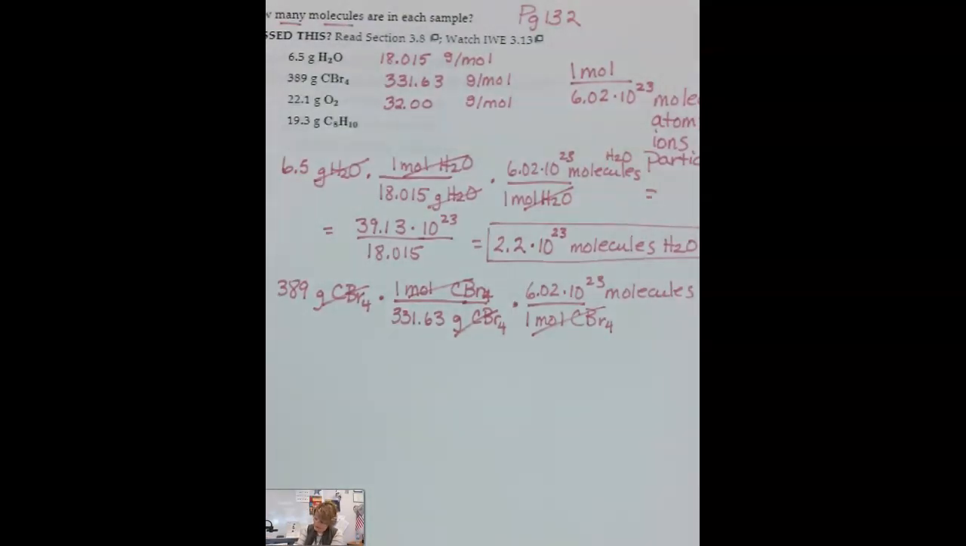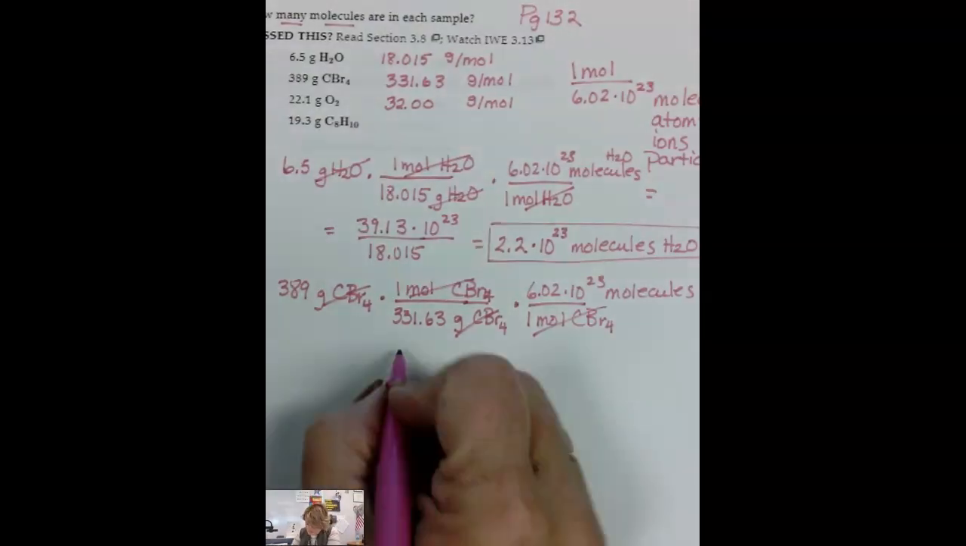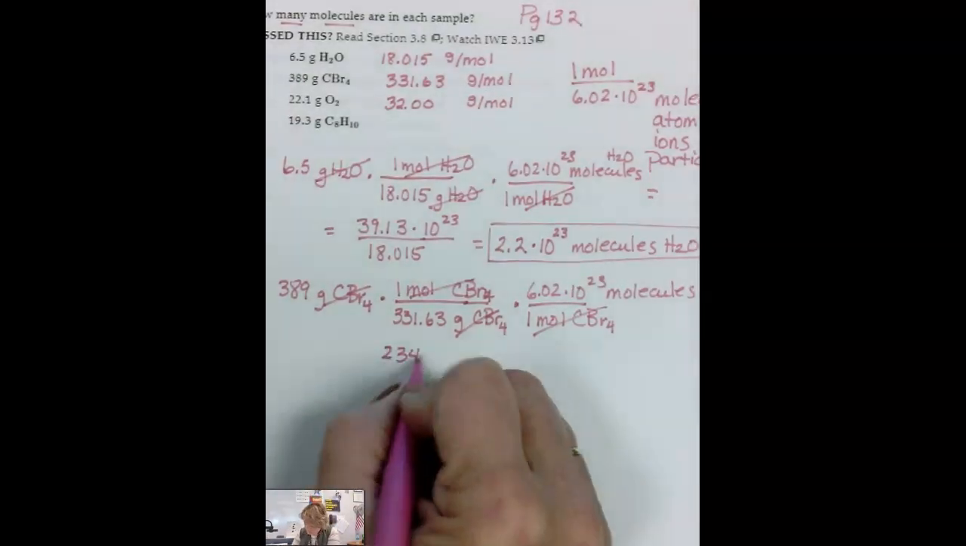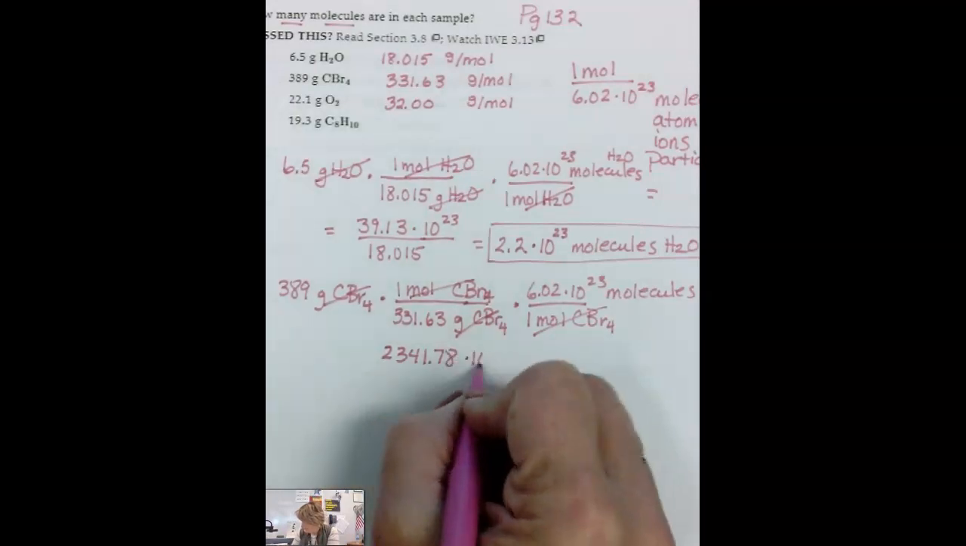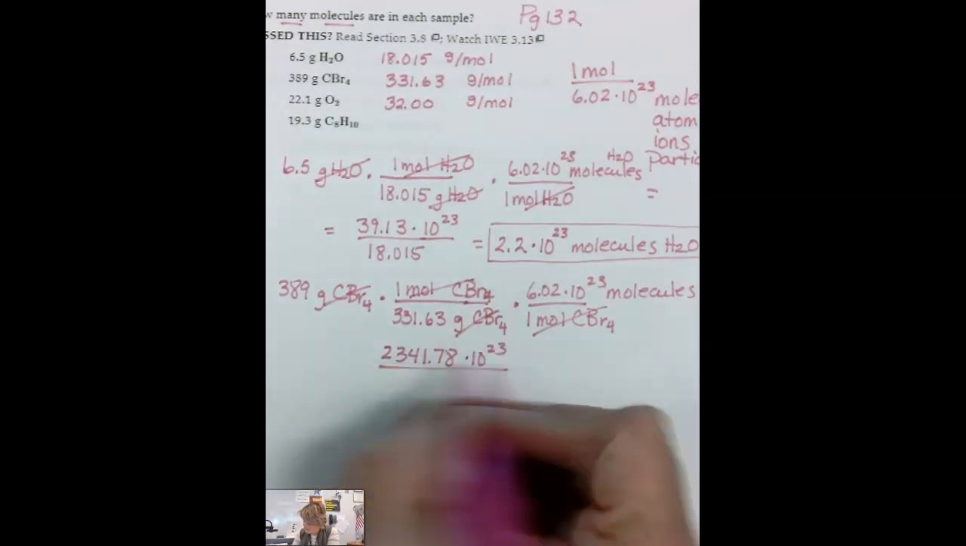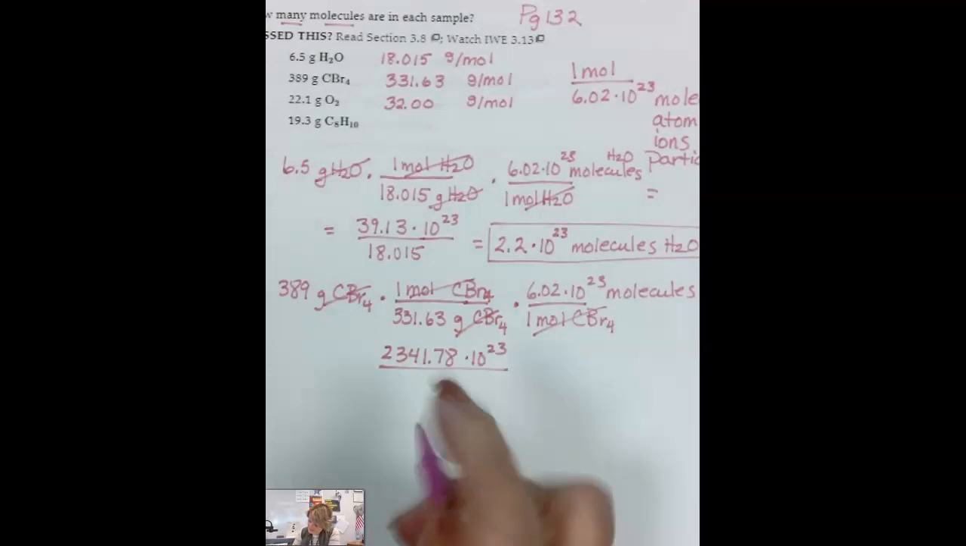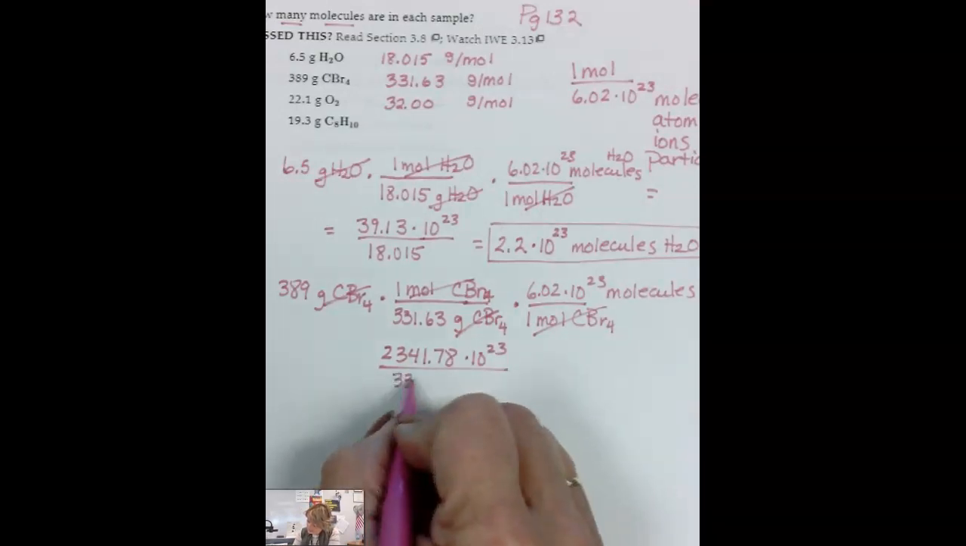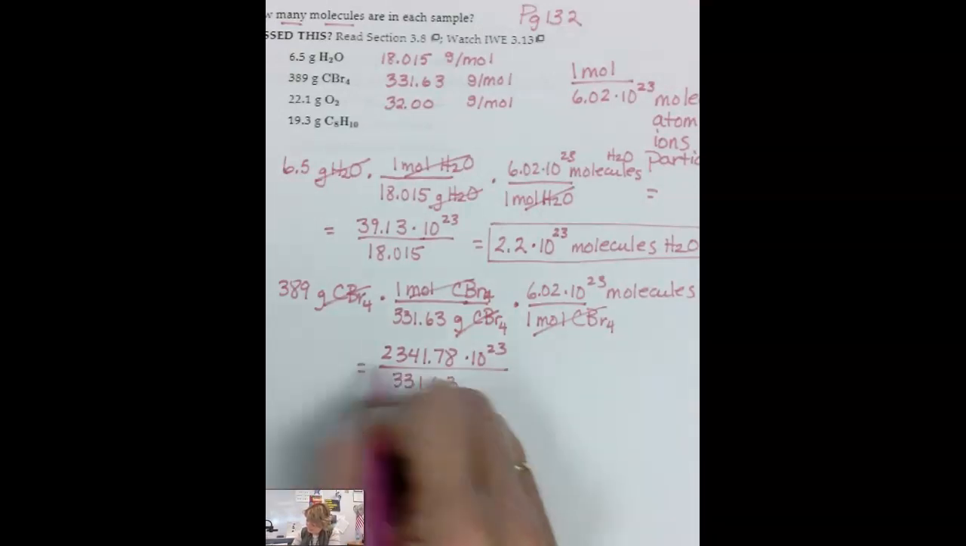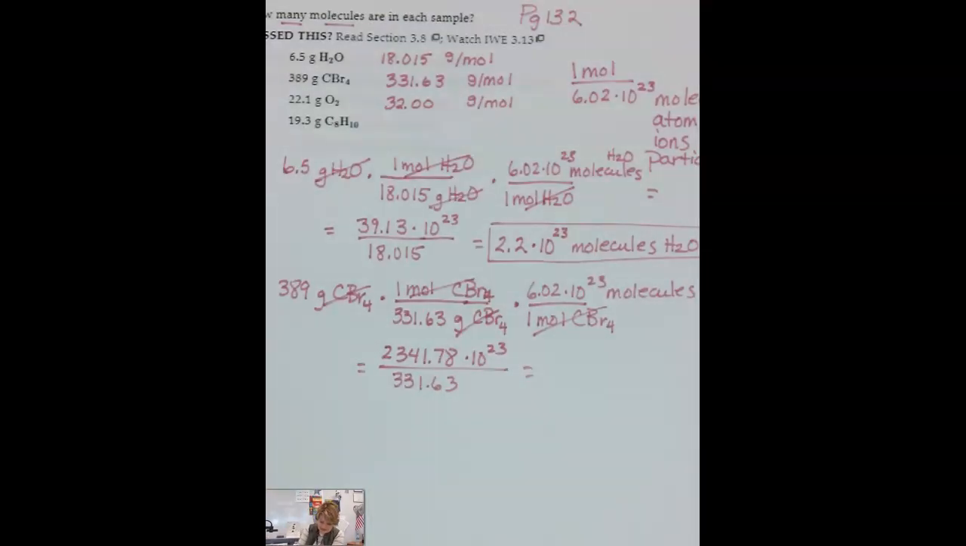So we're going to take the 389 times 6.02. So I get 2341.78. Again, if you put it all in your calculator, you're going to see just a slight bit of difference on that because it'll already be in scientific notation, but the value should be the same. I'm just showing you my math calculations here.